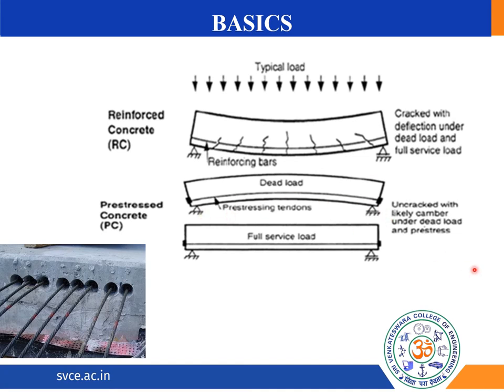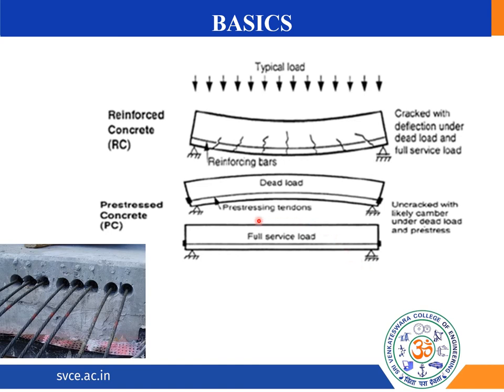So here we are applying some compression force to the concrete. The tendons are stretched and in tension, but the concrete itself will try to compress when this tension is removed. And therefore you have this upward camber. So this is happening only when there is the self-weight and this additional pre-stressing is done. The last diagram is showing when the service load is applied.